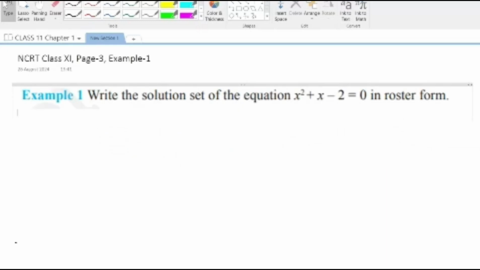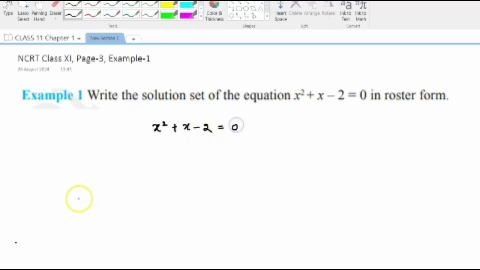Write the solution set of the equation x square plus x minus 2 is equal to 0 in roster form. So, you already know how to solve this equation. x square plus x minus 2 is equal to 0. Try to pause the video and solve the equation. We will be solving this by factorization. We can write this x as 2x minus x.